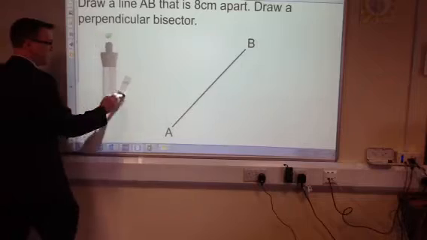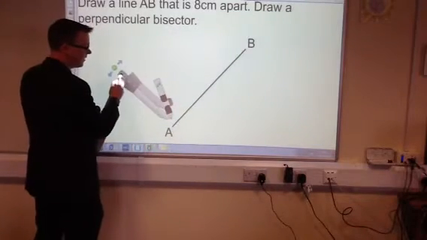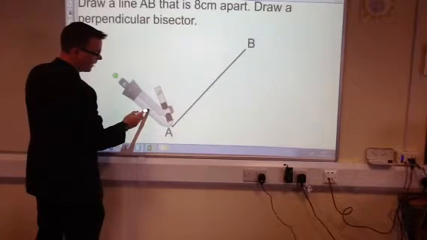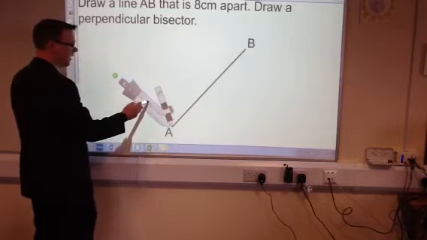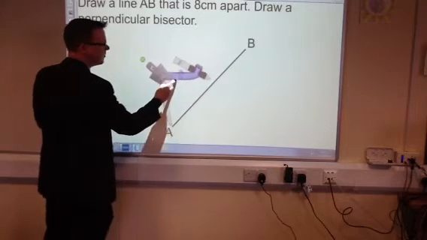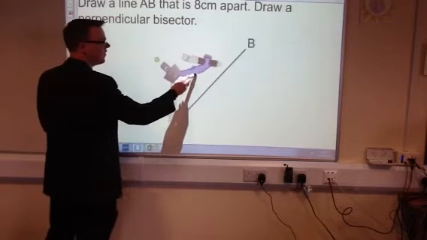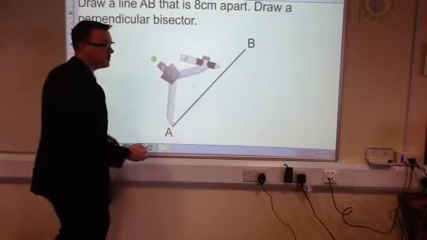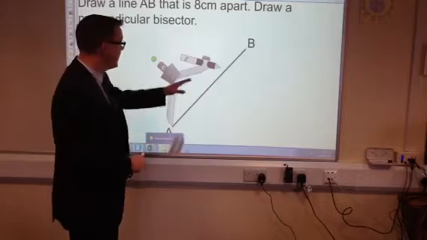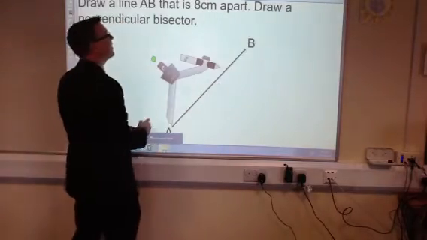So I use my compass. And the first thing I do is I put my compass on A. Now, you don't have to be exact at this point. As long as the compass is over halfway, it doesn't matter how far you go along. But once you set it, you have to keep it like that. You can't change it. I'm going to go that, it's about 2/3 of the way along.